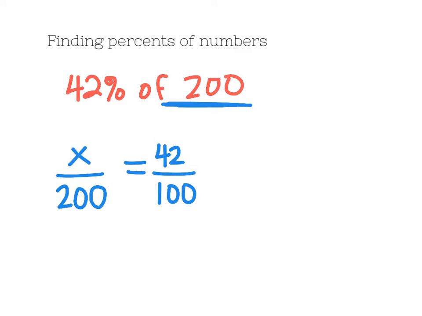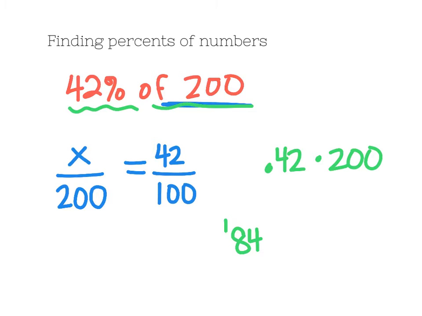The second way we learned is if you're trying to find a percent of a whole, you can just multiply. So for 42%, I'm going to change that to 0.42, and I can multiply it by the whole number, which was 200. Either way I do that, if I type it in, I end up with 84 for my answer.